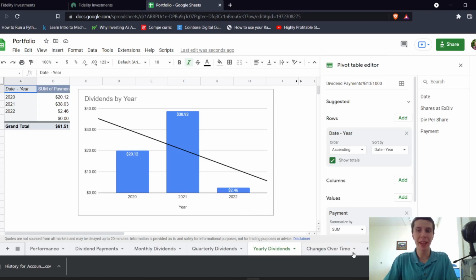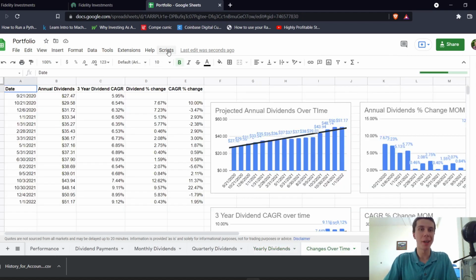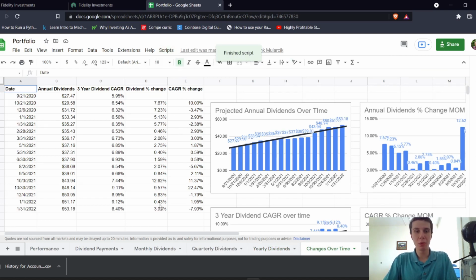And if we look at the changes over time and update this script or update these numbers here, we will see that our new annual dividends is around $53.18, which is awesome to see. And our 3-year dividend CAGR right now is around 8.4%, which is a little bit lower than it was before last month. But honestly, for me, that's definitely expected. Right around 8 to 9% is really what I'm happy with, I think. And so if it dips a little bit closer to 8%, that's totally fine.